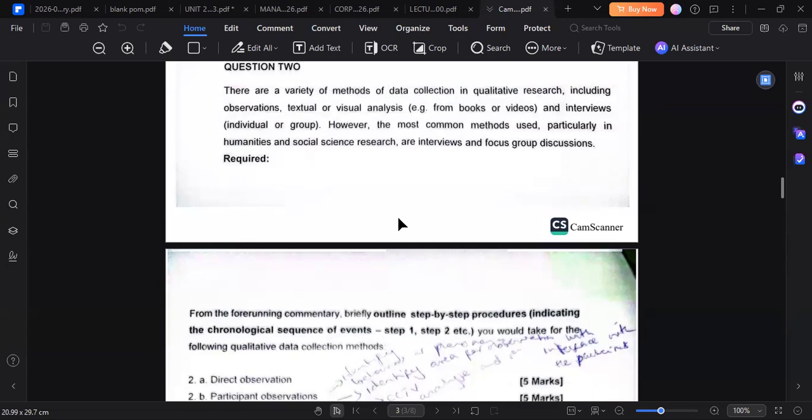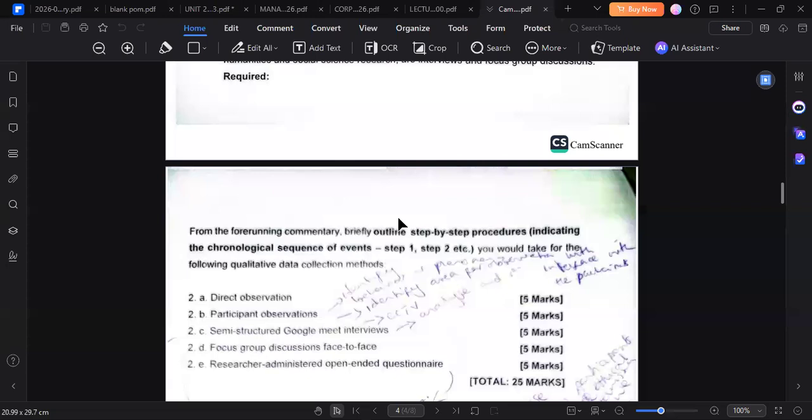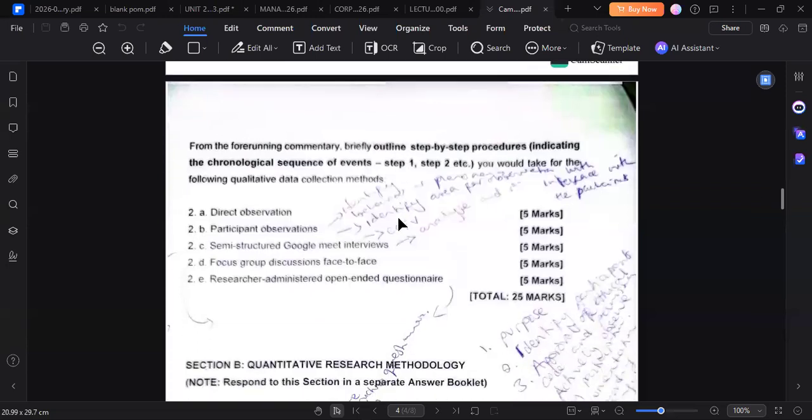Step one, you would take for the following qualitative methods: direct observations. What is involved? Direct participant observations, semi-structured interviews, focus group discussions, researcher administered open-ended questionnaires. So that is 25 marks.